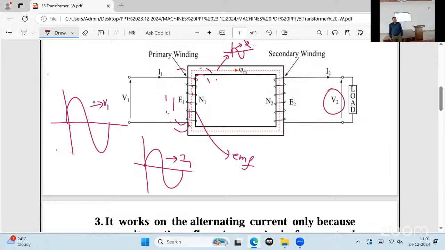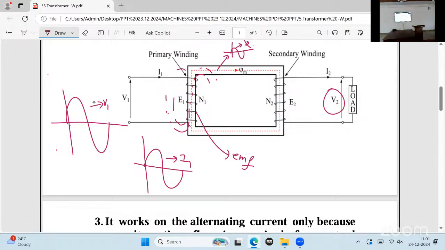Self-induced EMF, mutual induced EMF. We got I1, we got E2, then we get V2. Our target is V2. Clear? Right. How did you get E2?